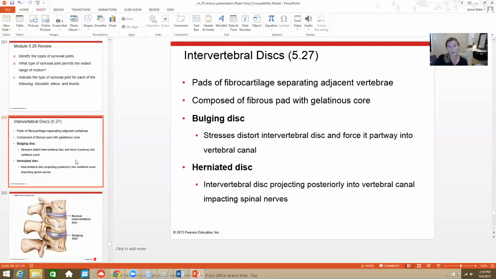Let's talk for a minute about intervertebral discs. They're basically the little pads of fibrocartilage that go in between the vertebrae. It's just a fibrous pad, and there's a little gel core in the middle of it. A bulging disc is when different stresses, like weight bearing, will force that disc into the vertebral canal, whereas a herniated disc is when you're actually going backwards and you're impacting the spinal nerves.